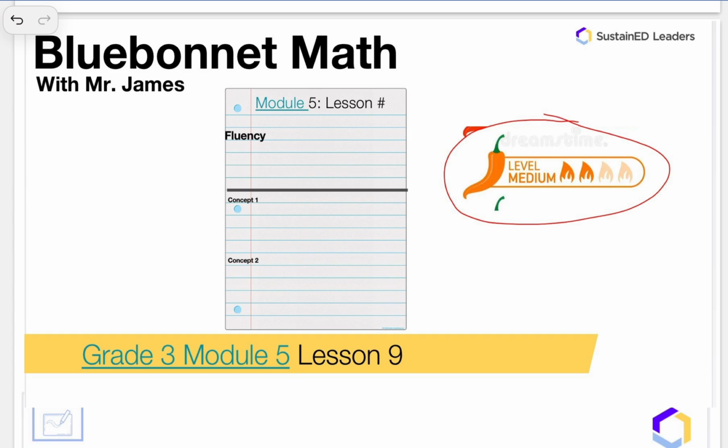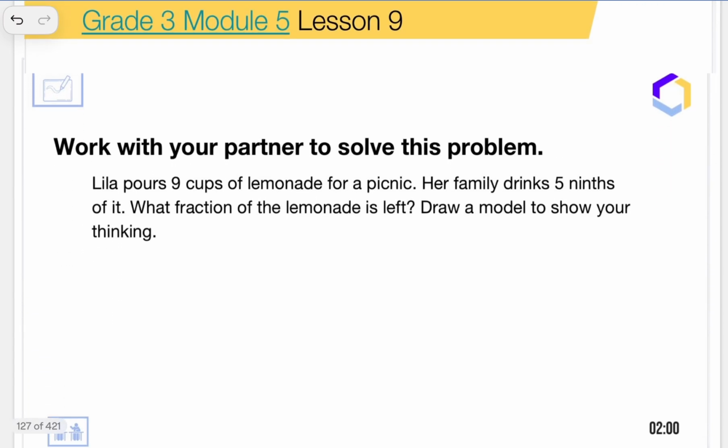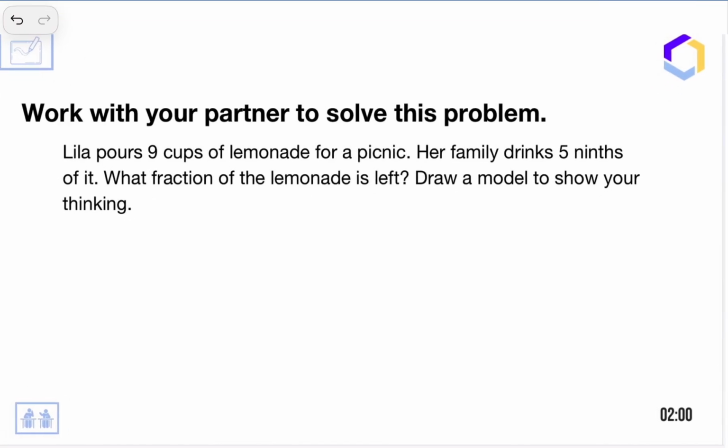All right, so we are taking a look at lesson 9, and I'm just going to dive straight into how we complete lesson 9. Looking at our very first question here, it says Lila pours 9 cups of lemonade for a picnic. Her family drinks 5/9 of it. What fraction of the lemonade is left? Okay, so in this type of question, we're identifying the non-shaded part of the fraction.